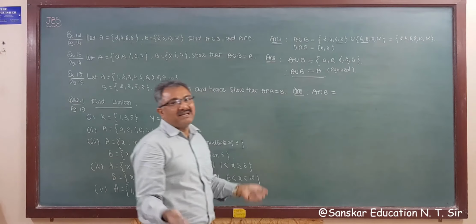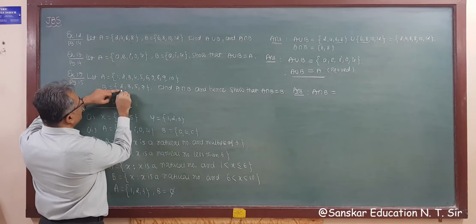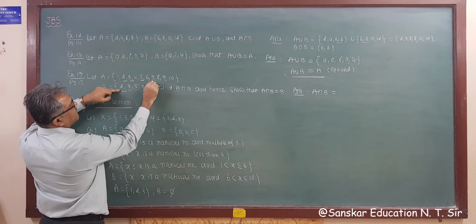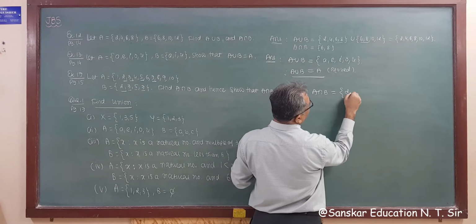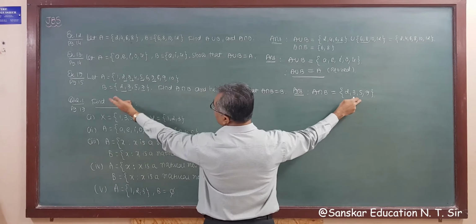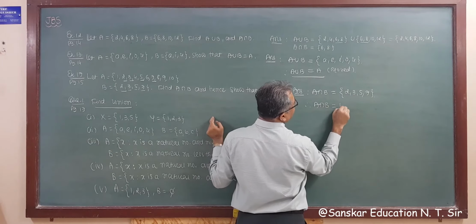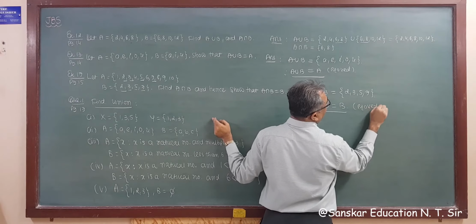A intersection B means all common elements from A and B. So the common elements are 2, 3, 5, 7. And what is this? This is nothing but B. So A intersection B is equal to B. So this is proved.